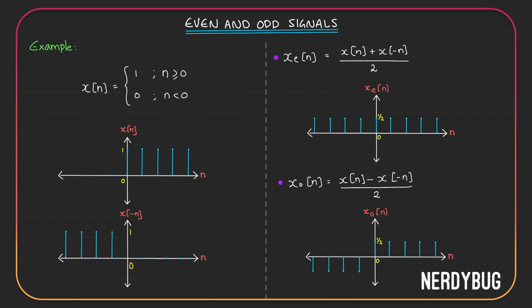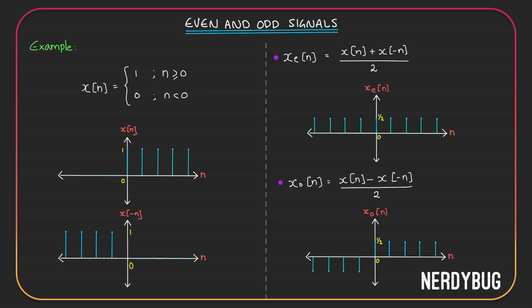The discrete time signal that we're taking here as an example has value 1 for all n greater than or equal to 0 and it is 0 for all n less than 0. You can see the graphical representation over here. From 0 to the right side we have 1, to the left side we have zeros. Obviously, to get the even and odd components we need x of minus n as well. X of minus n will be exactly the opposite. It will have 0 for all n greater than or equal to 0 and it will have 1 for n less than 0. So over here you can see we have 0 for all these values of n and we have 1 for all these values of n.